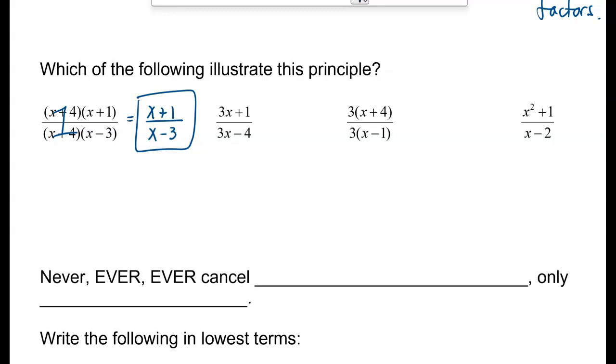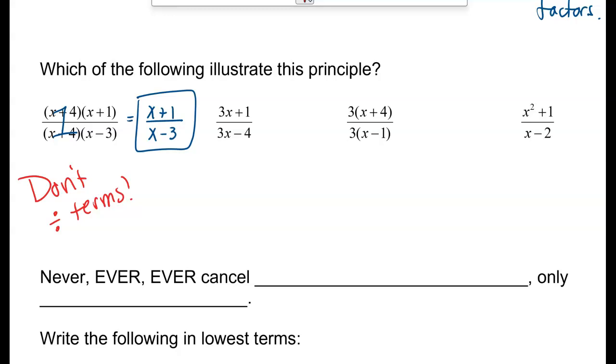Are you with me on this? So here's the thing. Don't divide terms. Are you guys with me on that? Only divide factors.